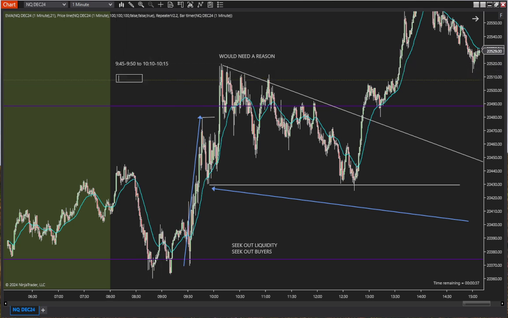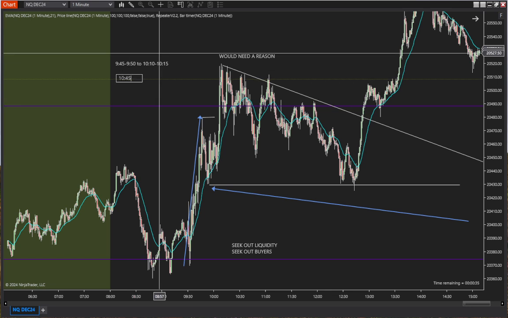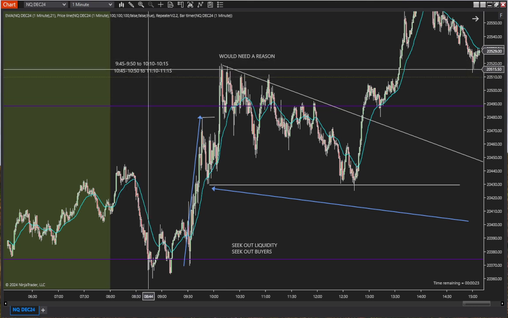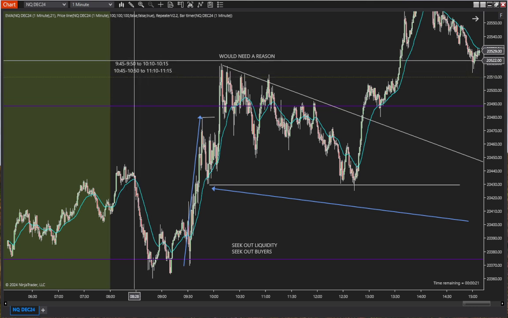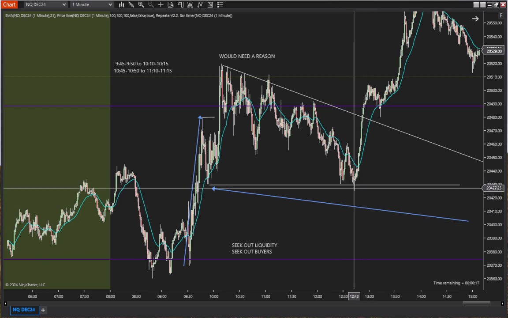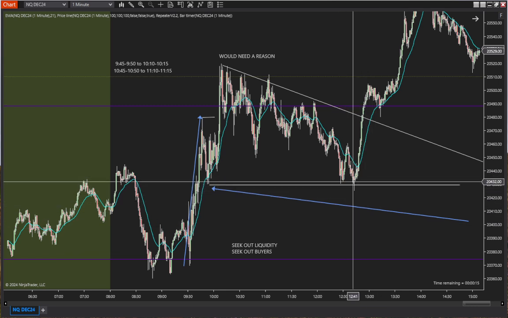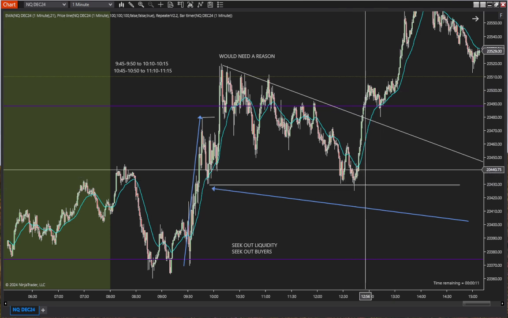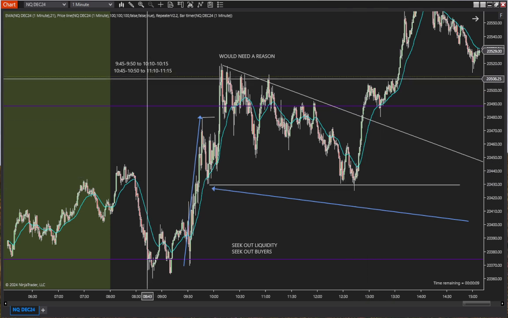And then, obviously, 10:45 to 10:50 to 11:10 to 11:15, somewhere around these times every hour. Some hours are stronger than others, and that's why this one was an anomaly. It happened at 1 p.m. It usually doesn't happen around 1 p.m., but sometimes it does, and when it does, it's nice. It worked out. But every hour.